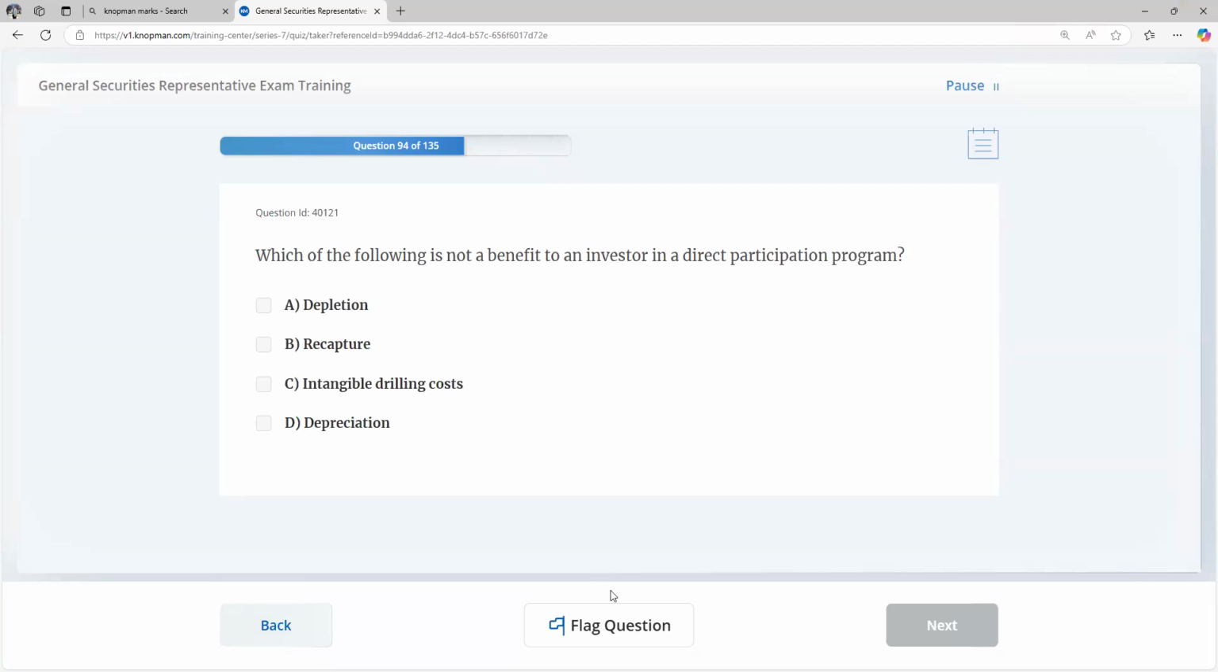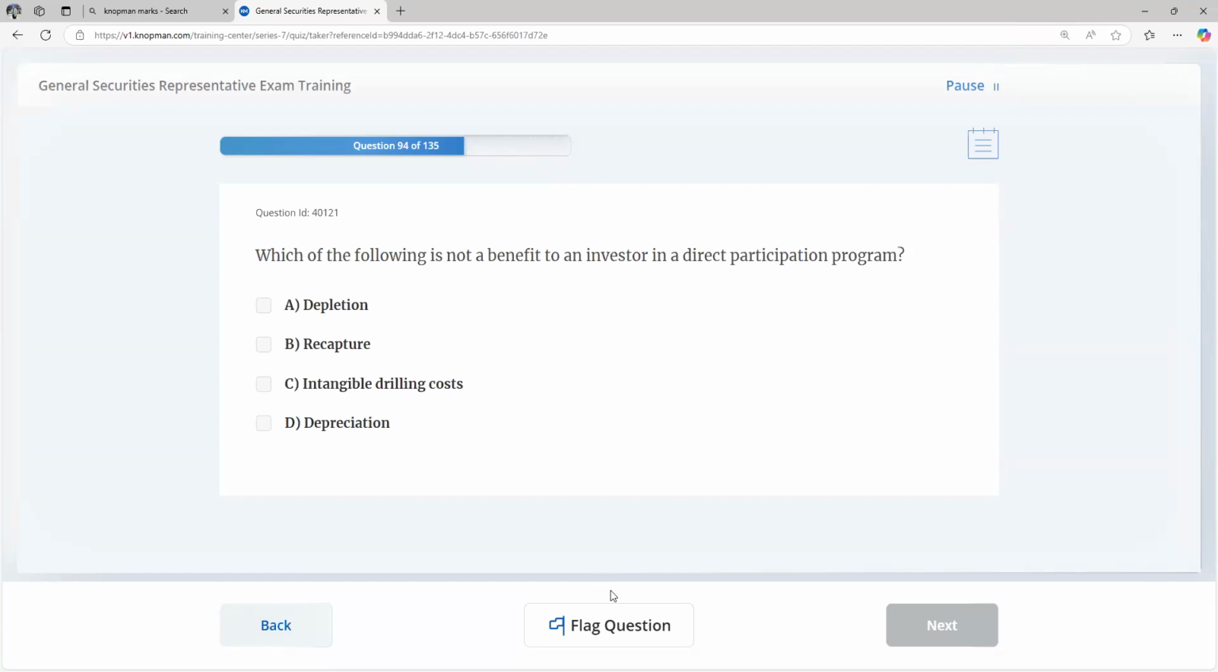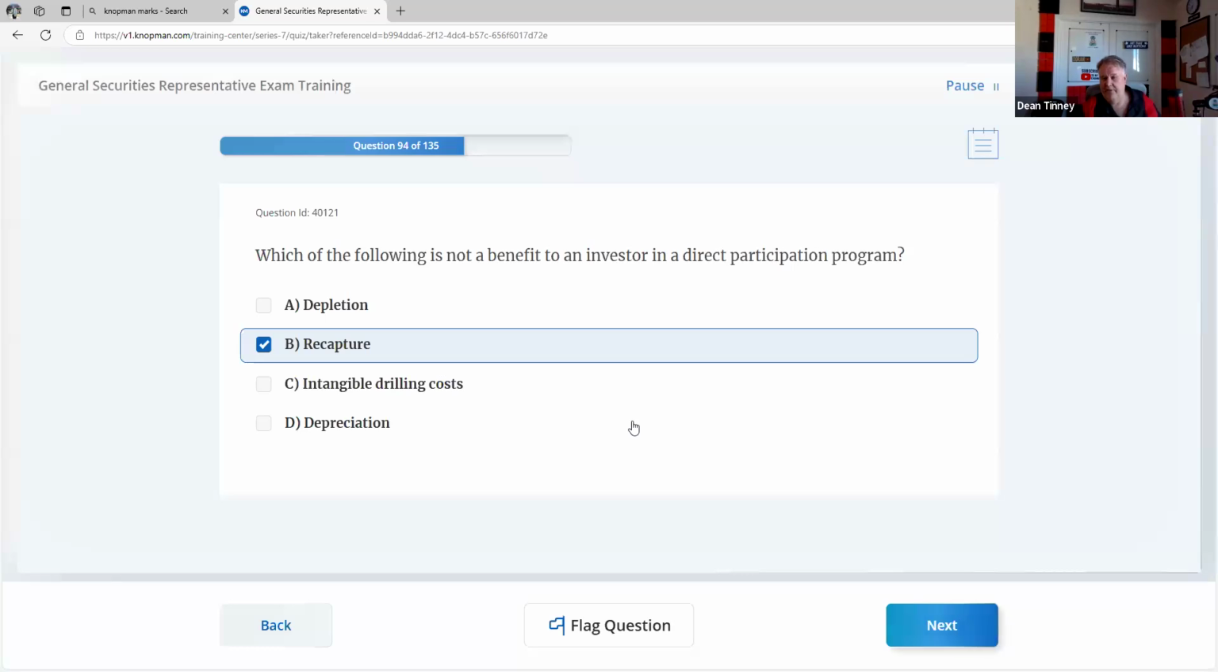Depletion. I'm between A and D. Remember, it says a benefit, which is not a benefit. So recapture? Yeah, remember, that's not good. That means you owe taxes. We said it was worth X, now it's worth Y, and now you've recaptured that and you owe taxes on it. So A, C, and D are potential tax benefits. B is not a tax benefit. That's not bueno.